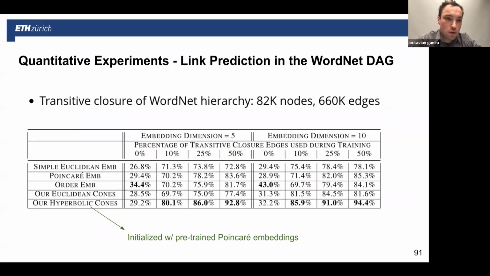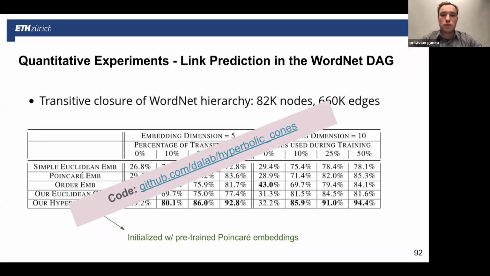And then we also did quantitative experiments, link prediction in WordNet. Here we followed previous work, and we obtained some nice improvements over the baselines that we considered. And I have to say that training is a bit tricky. We found out that it's very important to initialize with pre-trained Poincaré embeddings, which don't take the direction of the edges into consideration, but they still provide a very good initialization. If we don't do that, then our model has a very hard time escaping bad local minima. And we have code that you can check out.